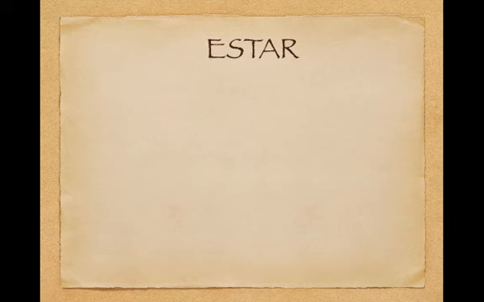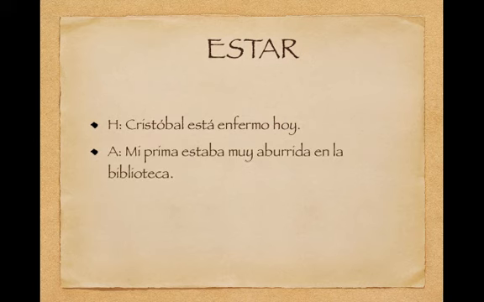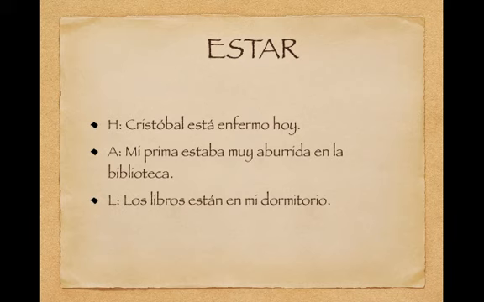With estar, remember the acronym is HALT. H is for health. Cristóbal está enfermo hoy. You could also say la maestra está cansada hoy. A is for attitude. Mi prima estaba muy aburrida en la biblioteca. That's her attitude. She was very bored. L is for location. Los libros están en mi dormitorio. Again, something is physically located somewhere. It's not the same as an event taking place somewhere.